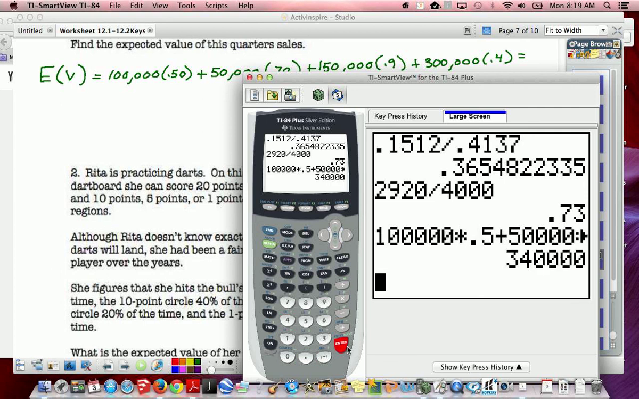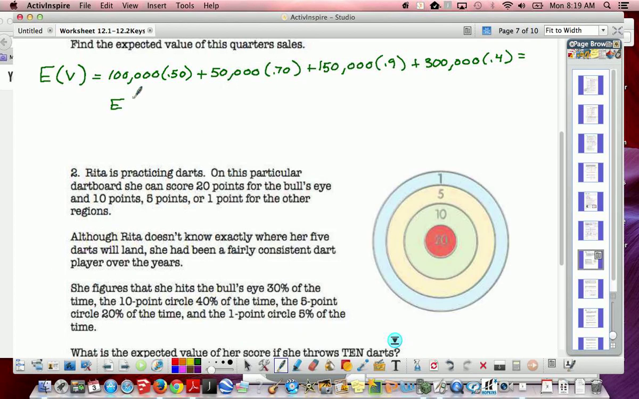Hit enter and we should have an expected value of $340,000 in sales.